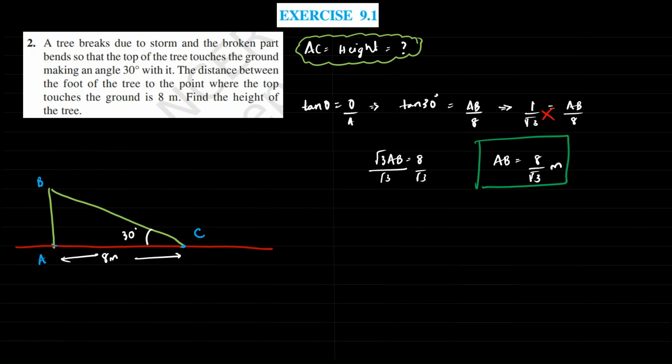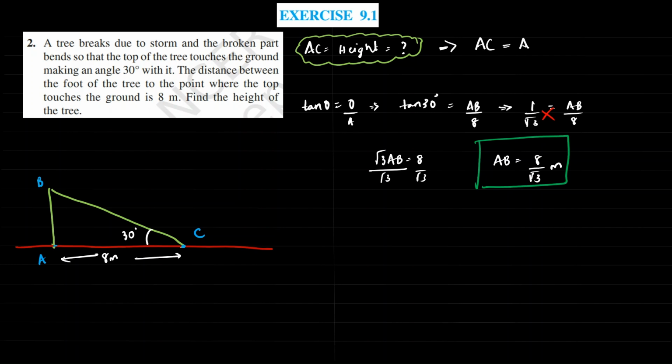Is it clear as of now what we have done? Now, AB is the height until now, half of the tree, right? But what is it that we have to find out? We have to find out AC. AC was the entire height, right?